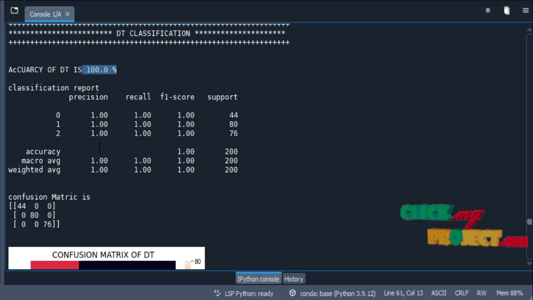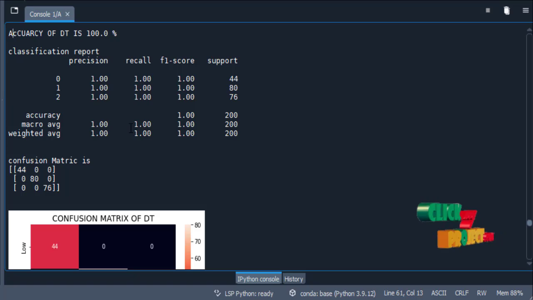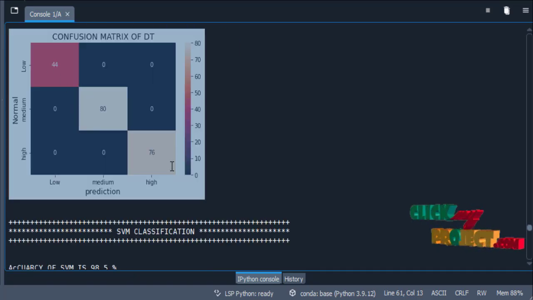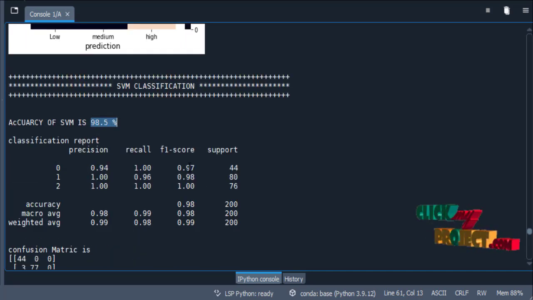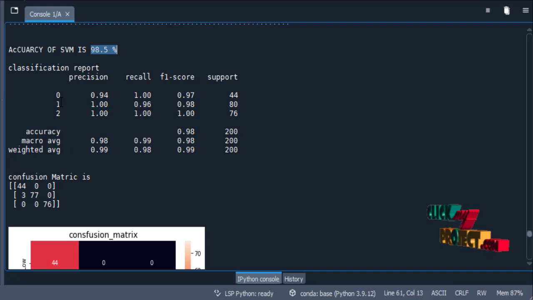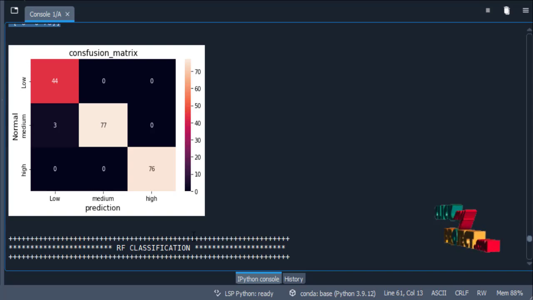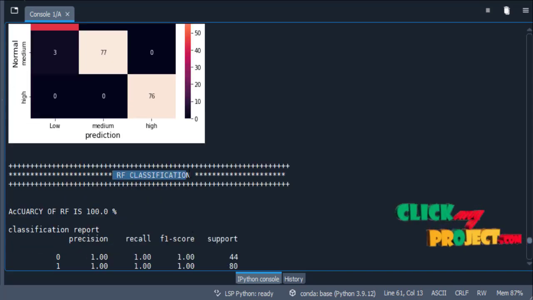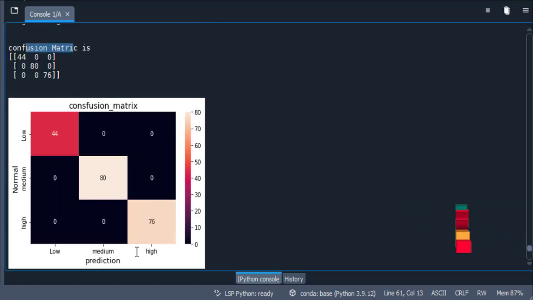Here our model predicted correctly, so 0, 1, 2 are correct. And here is the classification report, and this is the confusion matrix chart. And then this is the SVM classification. Here our SVM classification accuracy is 98.5, and then the precision, recall and F1 score for the three classes, and then the confusion matrix. And this is the confusion matrix in the form of a chart, and this is the RF classification. Here also we use the accuracy, classification report and the confusion matrix, and then finally our confusion matrix looks like this.